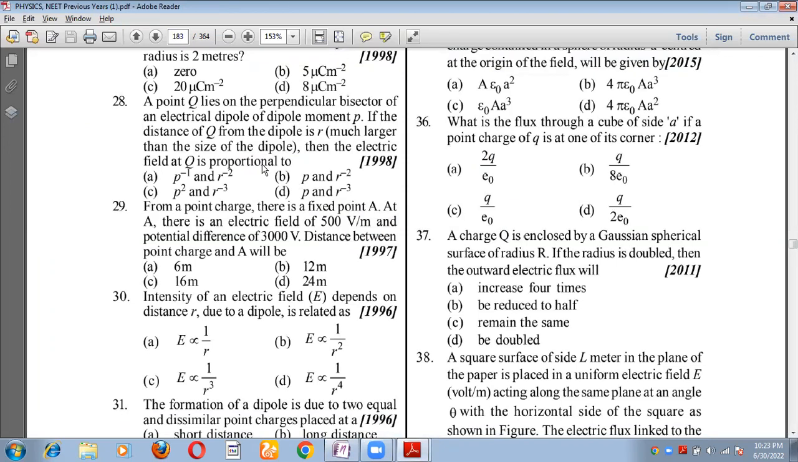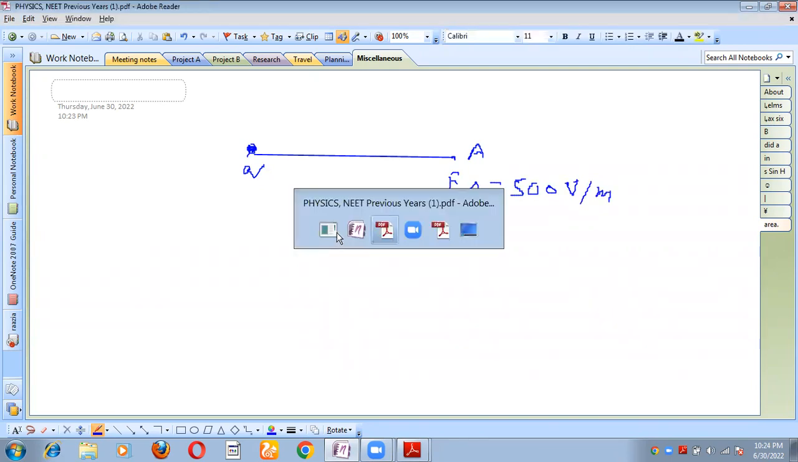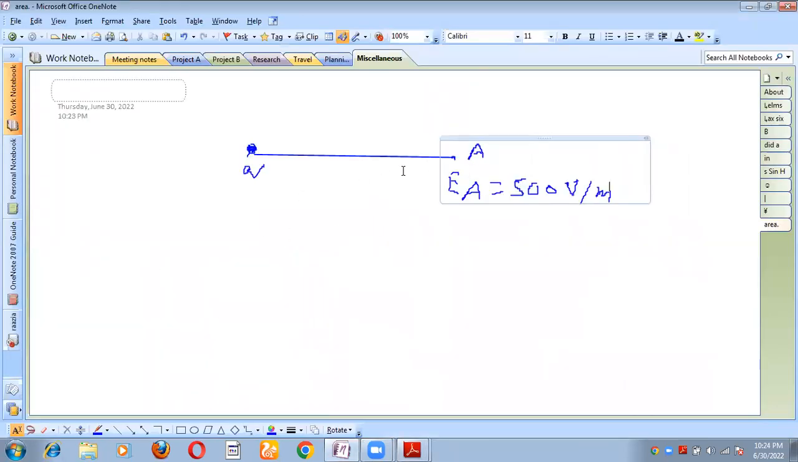At A, there is an electric field of 500 volts. So the question says that here the value of electric field EA is 500 volt per meter. And a potential difference of 3000. Suppose this is point O, the potential difference between A and O.